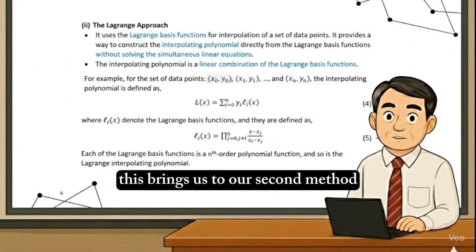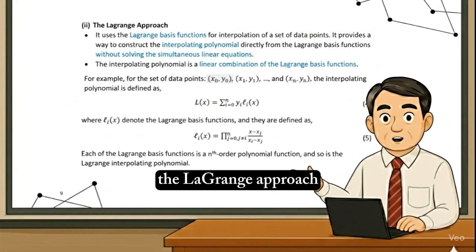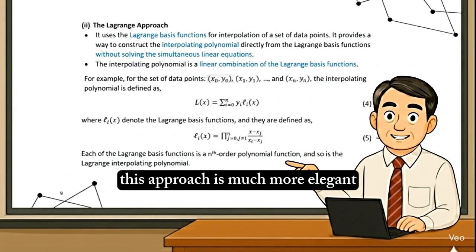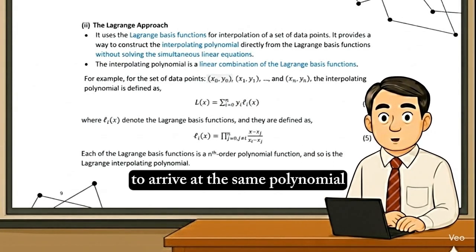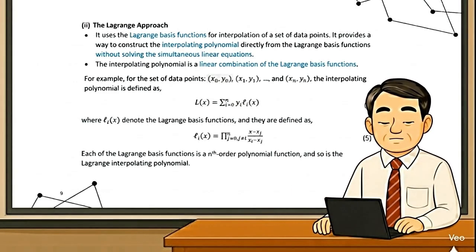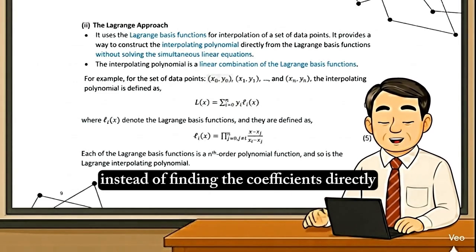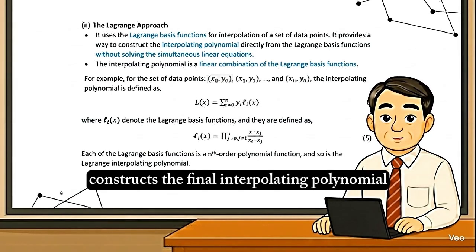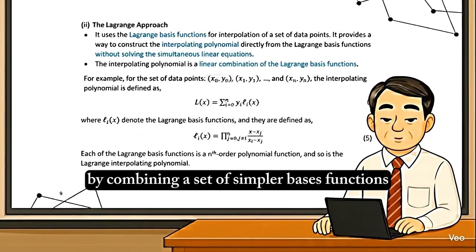This brings us to our second method, the Lagrange approach. This approach is much more elegant, arriving at the same polynomial without having to solve the system of equations. Instead of finding the coefficients directly, the Lagrange method constructs the final interpolating polynomial by combining a set of simpler basis functions.